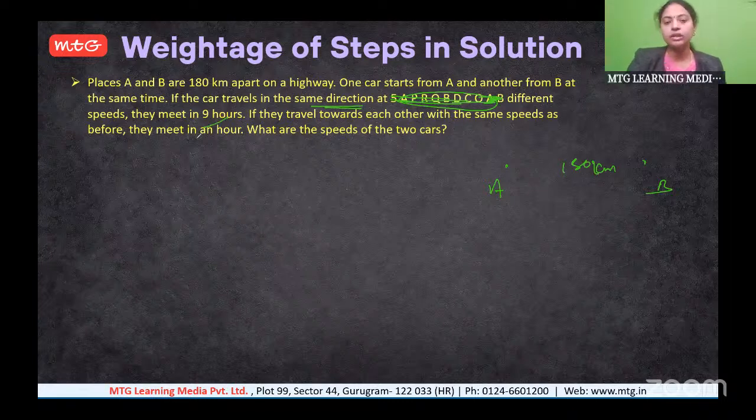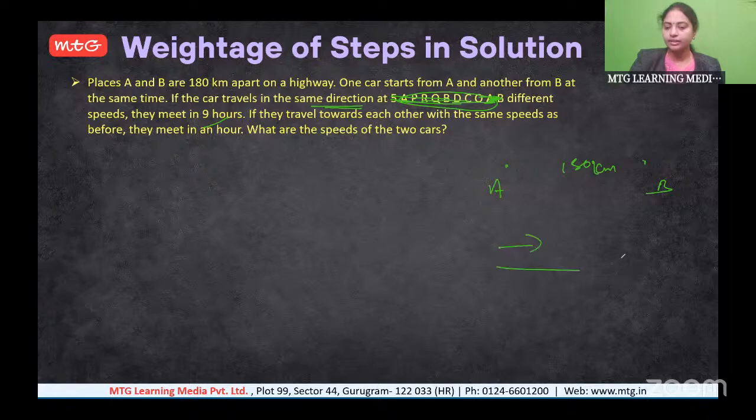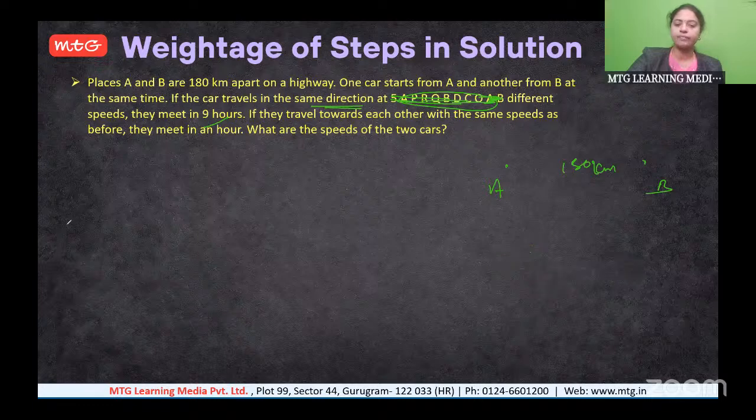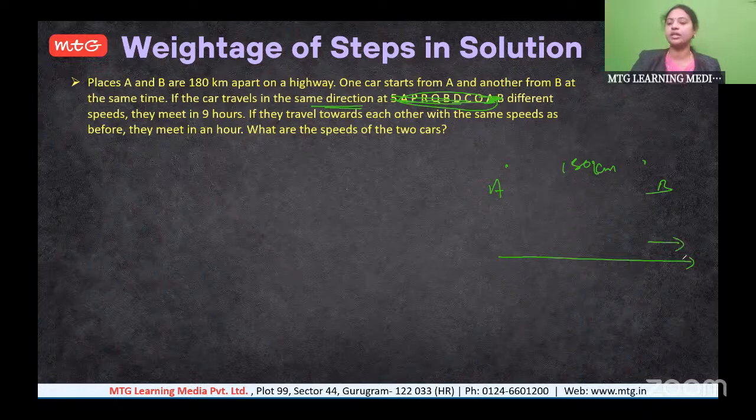If both the cars are traveling towards each other, like if the first car is traveling in this way, the other car is also traveling in this way. Because you'll get a scenario like this: A is traveling from here and B is traveling from here. Both are going in the same direction. They'll meet each other after 9 hours.